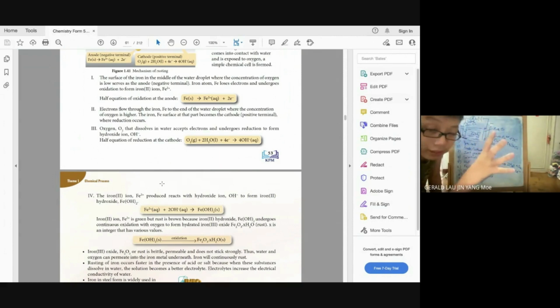Then it will undergo continuous oxidation to form iron 3 hydroxide. Okay, rust. So what is rust? Iron 3 hydroxide.